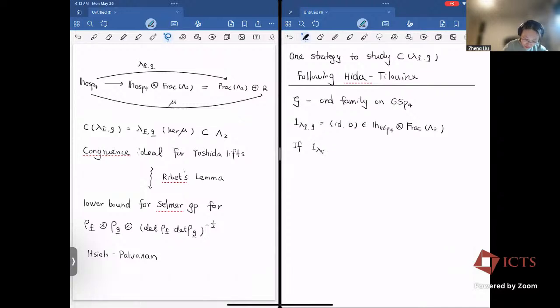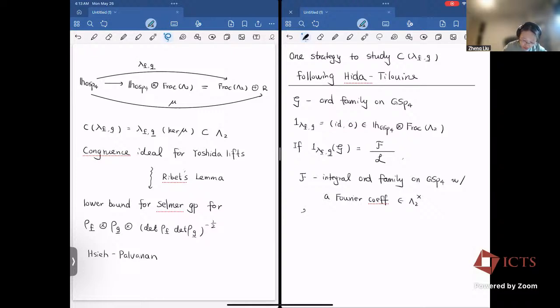So anyway, if this applied to this curly G gives us some form F over an element L, where F is an integral ordinary family on GSp4 with some Fourier coefficient being a unit, and we also have this L in the denominator, an element in lambda 2.